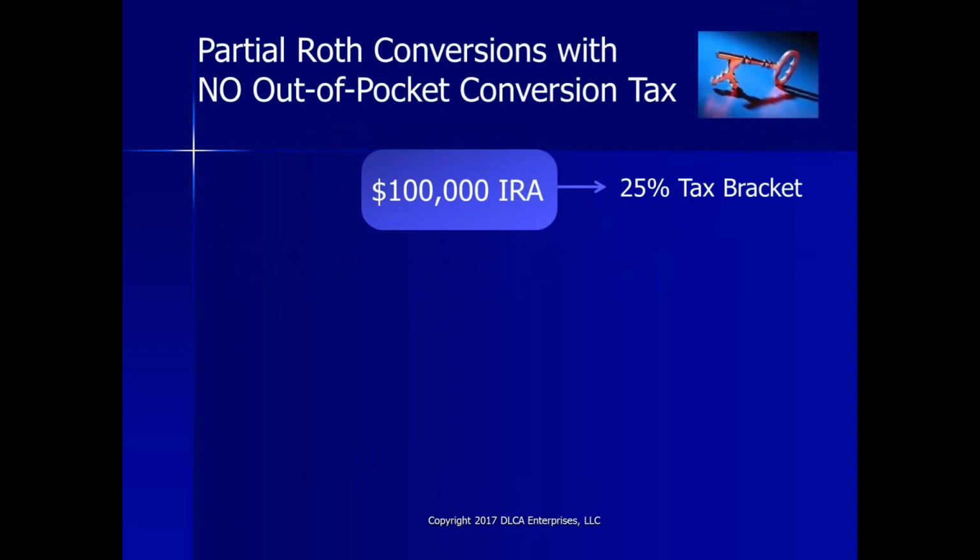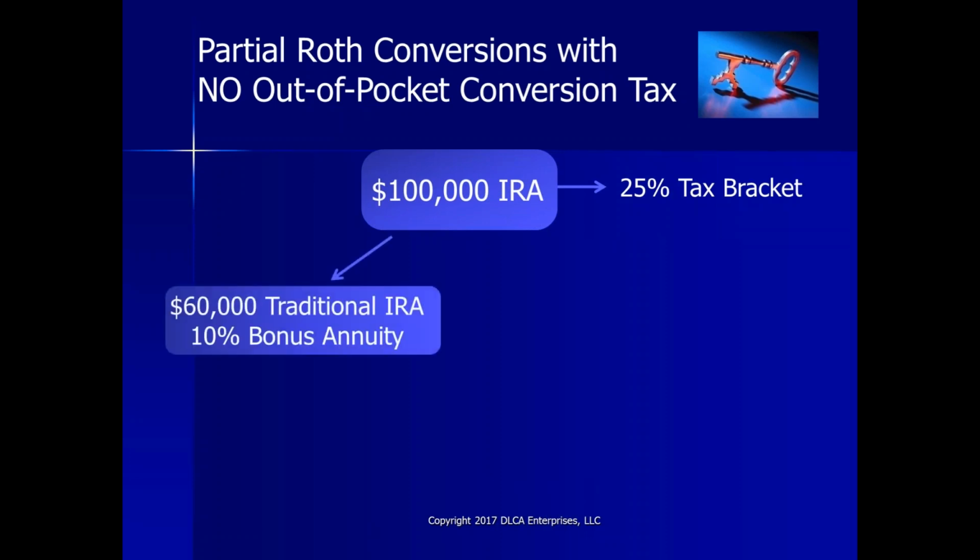Here's how it works. We've got a $100,000 IRA, and the client's in a 25% tax bracket. Now, follow this real closely, because I'll give you the formula at the end, but follow this closely. So we got $100,000 in that IRA. The client's in a 25% tax bracket. I'm going to recommend moving $60,000 of that traditional IRA to a bonus annuity. Now, there's still some annuities out there that do pay a real 10% bonus at the end of the first year. That's the annuity I would pick.